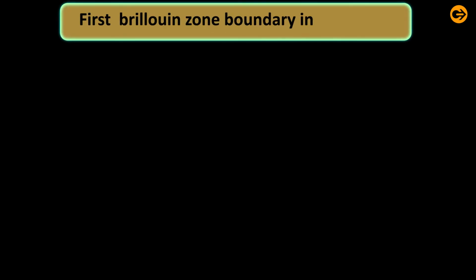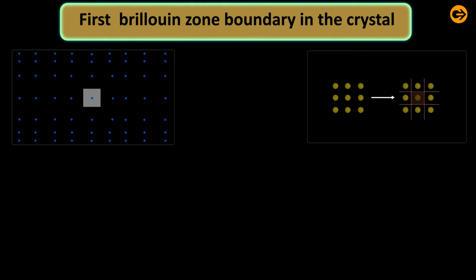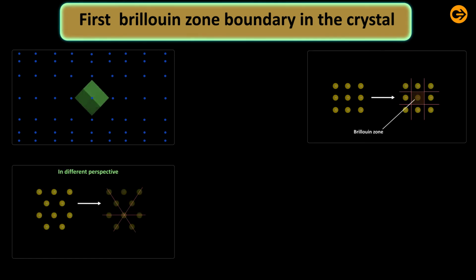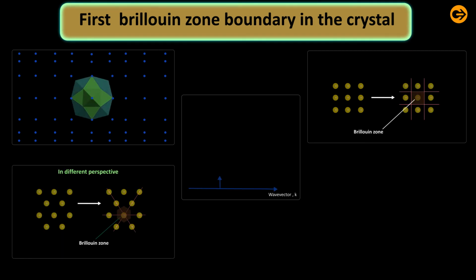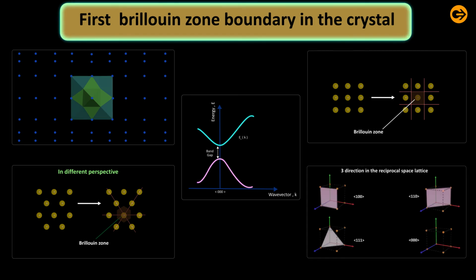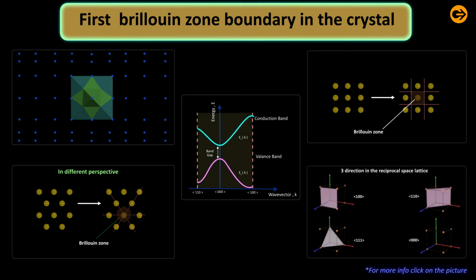First Brillouin zone boundary in the crystal. Schematic band diagram of semiconductor plotted along the three directions in the reciprocal space lattice.